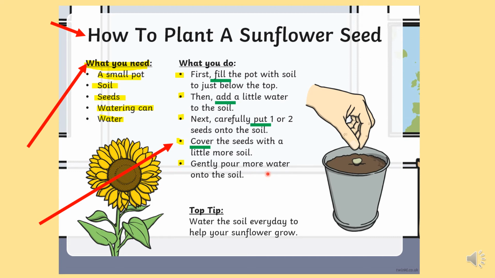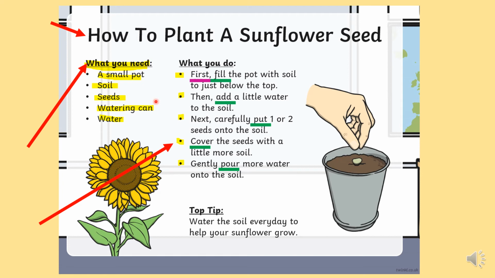Right, let's have a look at this bullet point here. Gently pour more water onto the soil. Which one of those words is the verb? Which word is telling us what to do? Amazing. The word pour, because it's telling us to pour the water. It's not telling us to pick the water up and splash it. It's telling us to pour the water onto the soil. Okay, so the words that are underlined in green are, that's right, they are verbs. Well done.